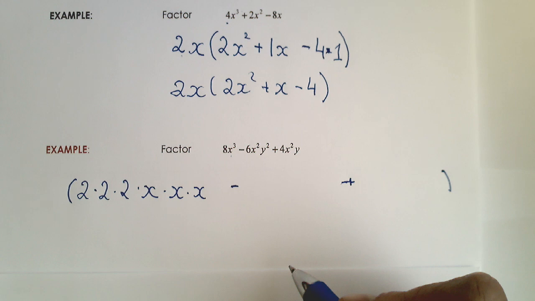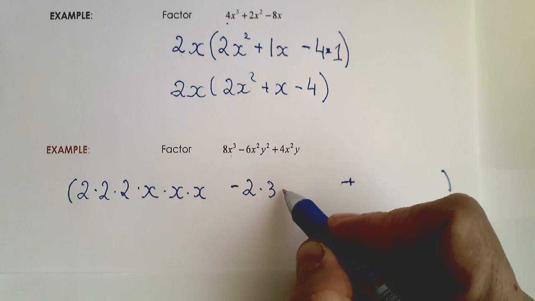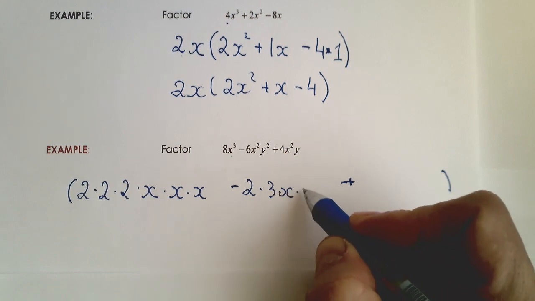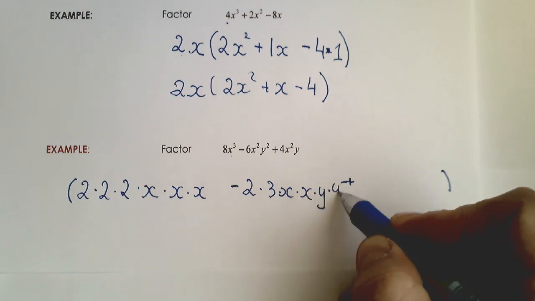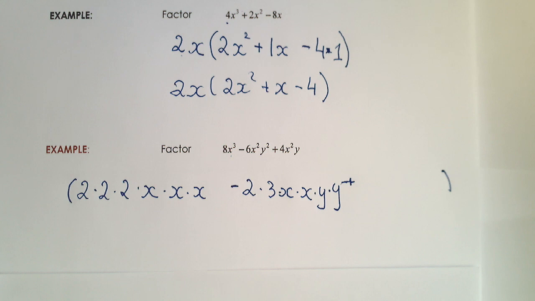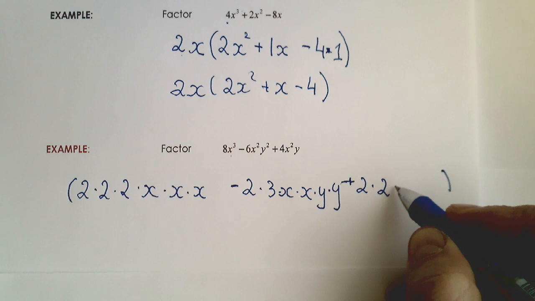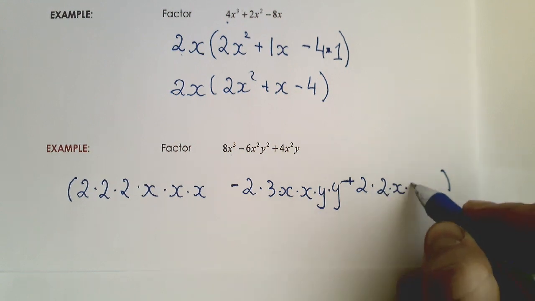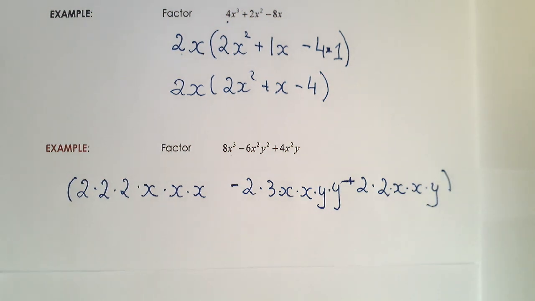The second one will be 2 times 3, and then x times x times y times y. Sorry, I need to squeeze that in. And the last one will be 2 times 2 times x, and times y. All right, it's a long process, but sometimes we have to do it this way to fully, clearly see what factoring is all about.